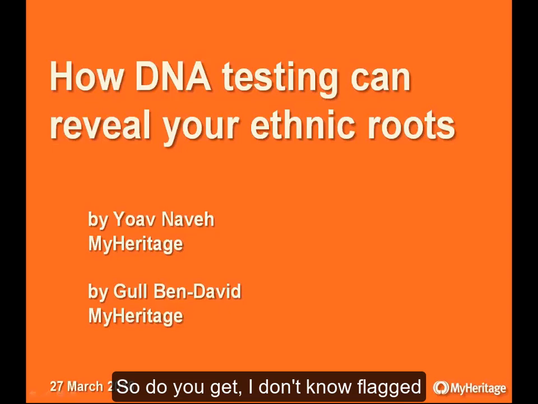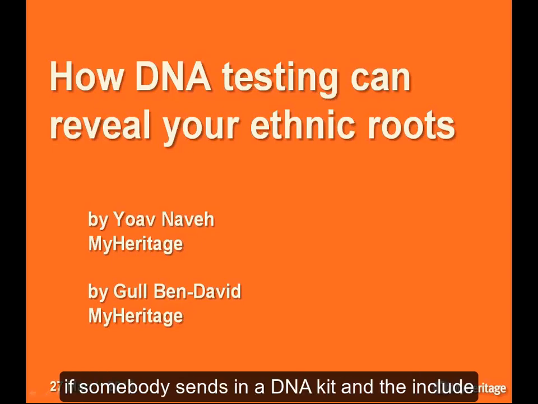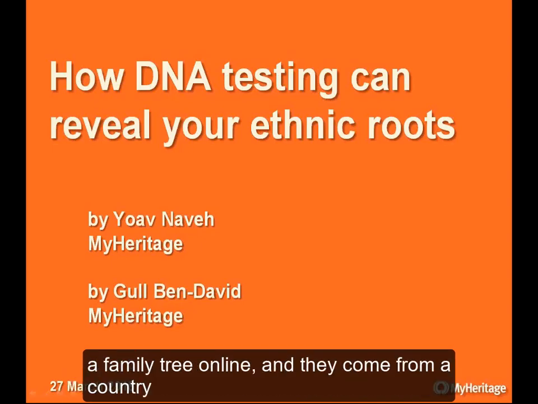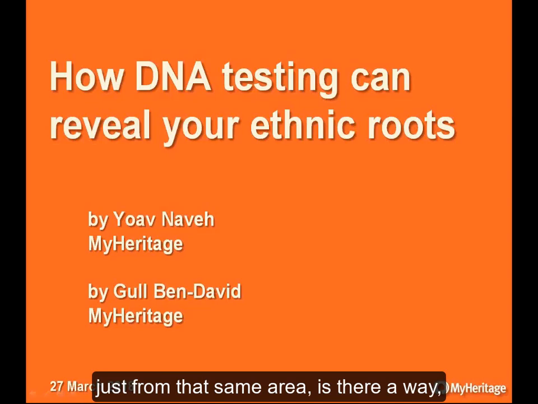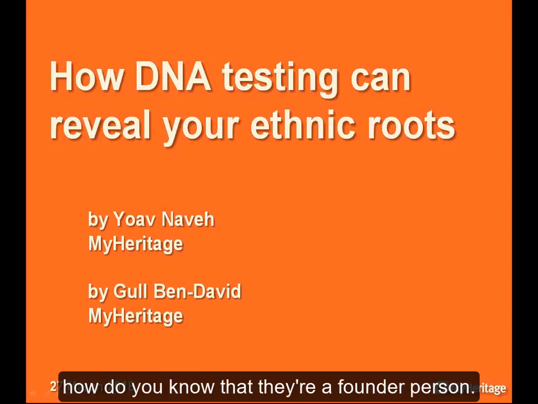So do you get, I don't know, flagged or notified or something like that if somebody sends in a DNA kit and they include a family tree online, and they come from a country and they have like 3 or 4 generations just from that same area? Is there a way, how do you know that they're a founder person?